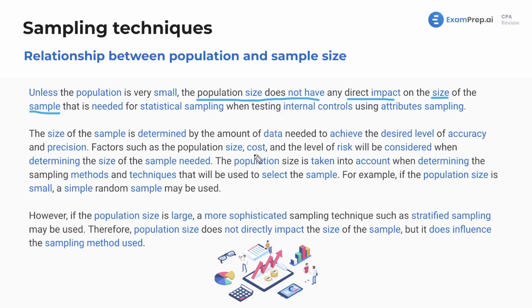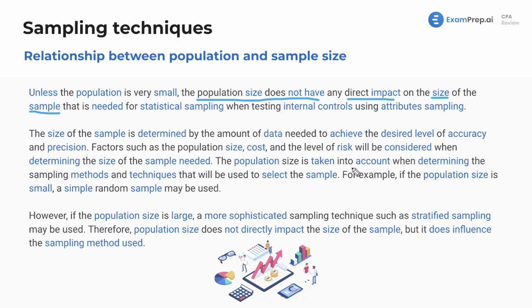Population size, the cost to sample each item. Just like everything in auditing, we've got the cost benefit analysis. Is it worth it, or are we wasting too much time and money to do these particular actions? The level of risk will be considered when determining the size of sample needed.